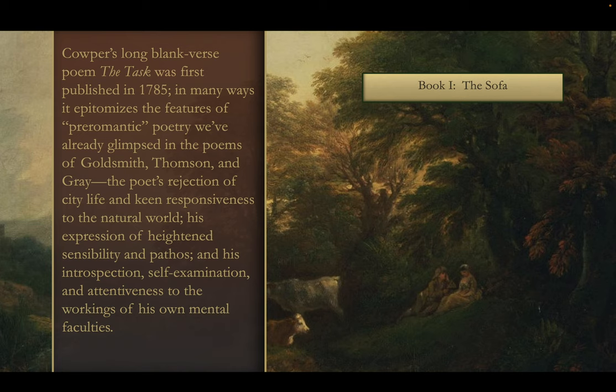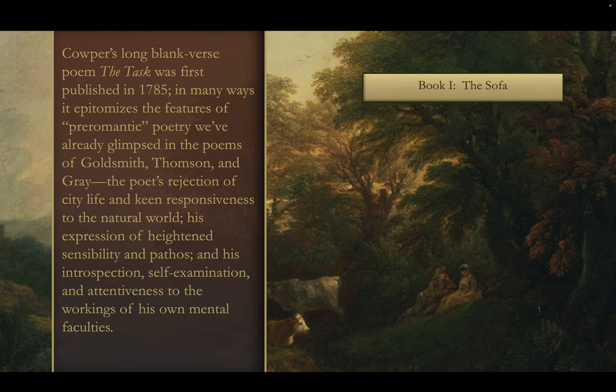The poem is non-narrative. The Task, this non-narrative poem, ranges discursively over a variety of different topics. It's not linear. Whatever came to Cowper's mind as he went about his daily tasks of walking or gardening or feeding his rabbits or sitting by the fire late at night, the poem just kind of wanders or follows the wanderings of his own thoughts and interests.